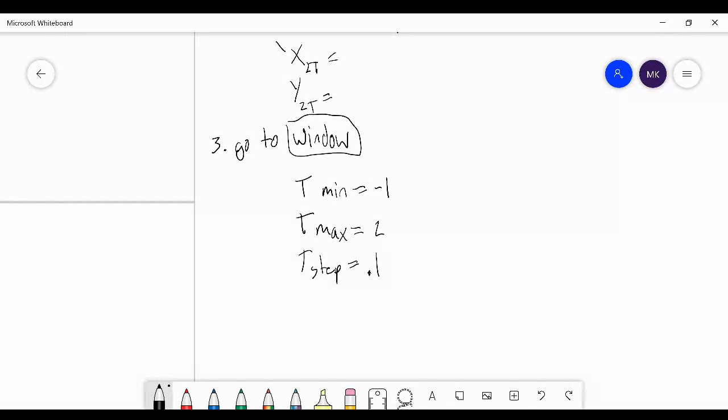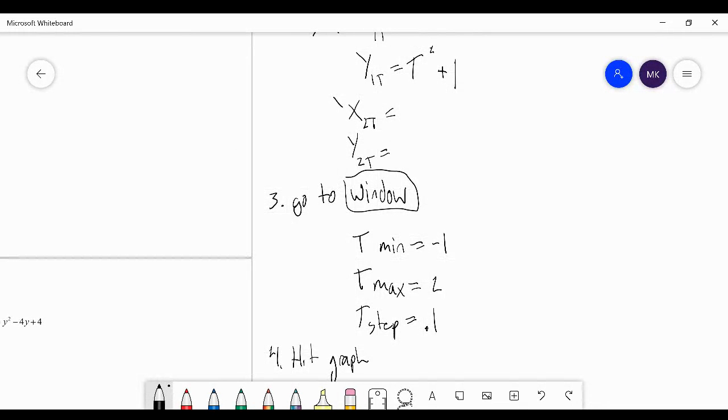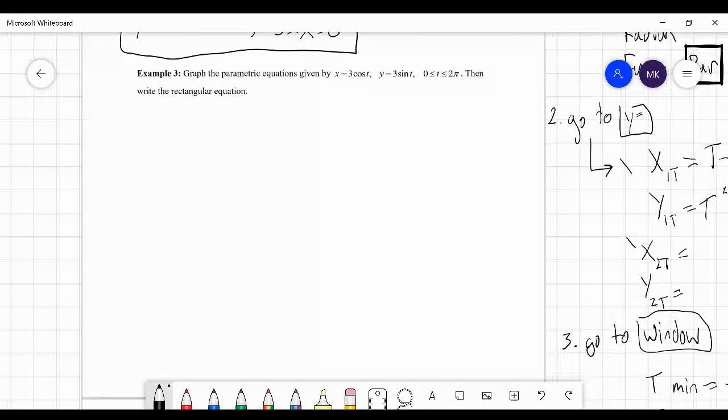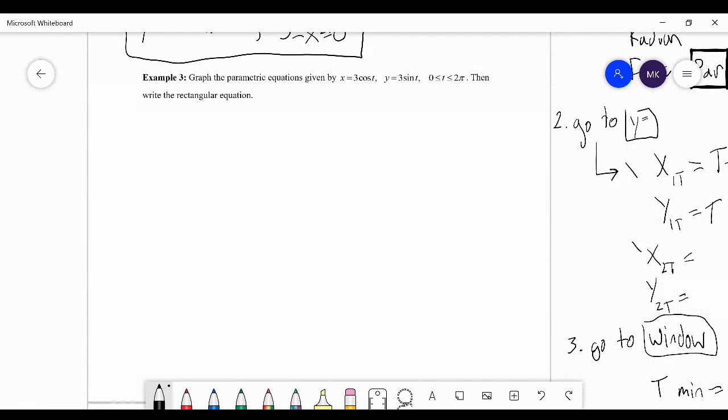And so once you've got all this, step 4, hit graph. Now, remember, these are the steps for an 83 and 84. If you have a different calculator, you need to Google the steps for yourself, look at the manual, or come and ask me. Now, let's look at example 3. We now know how to use our calculator to do this. We can now use that to check what we do at the end.